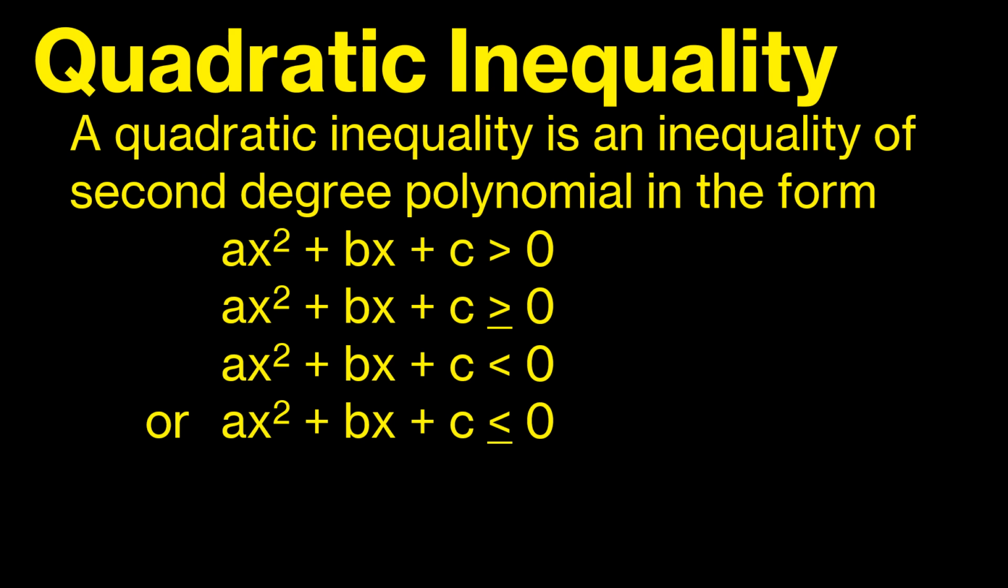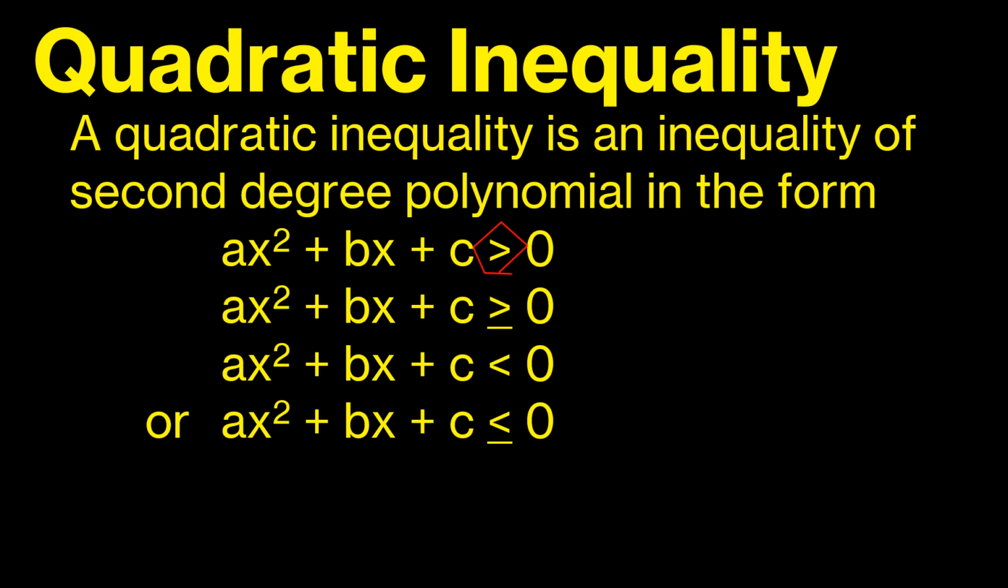Hello, grade 9. We will discuss here quadratic inequality. So, a quadratic inequality is an inequality of second degree polynomial in the form ax squared plus bx plus c is greater than 0. So, this symbol here is a symbol of inequality.